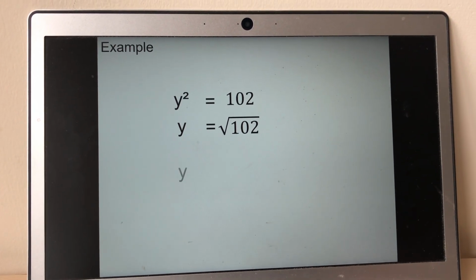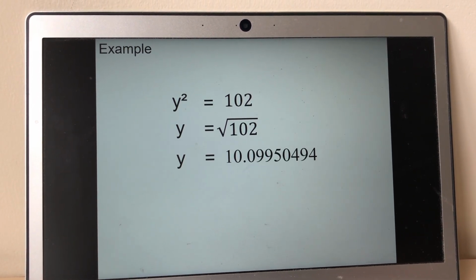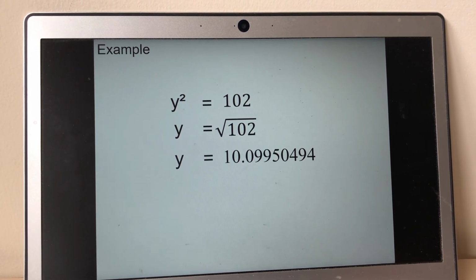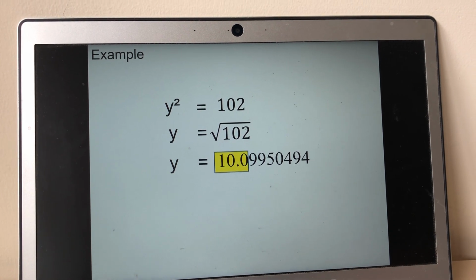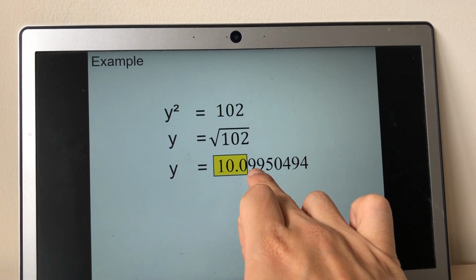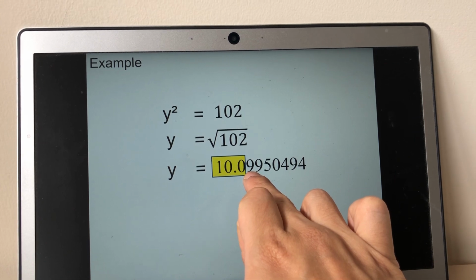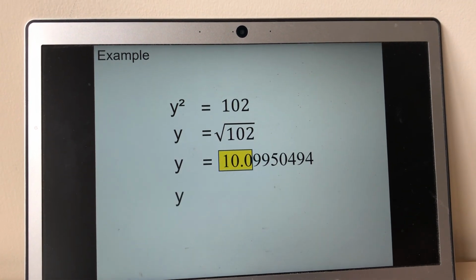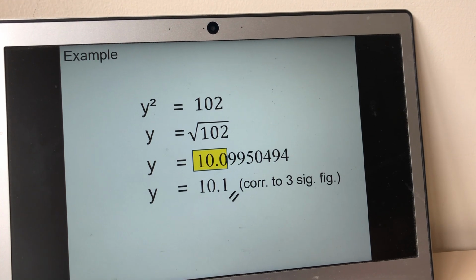And then using a calculator, we find a very ugly result, a very long number. So we have to rewrite our answer in a nice way. Usually give your answer in 3 significant figures. Start from the first non-zero number: 1, 2, 3. Let's check the next number. Is it big enough? Yes, 9 is obviously more than 5, so we have to add 1. Your answer should be written as 10.1. This is corrected to 3 significant figures.